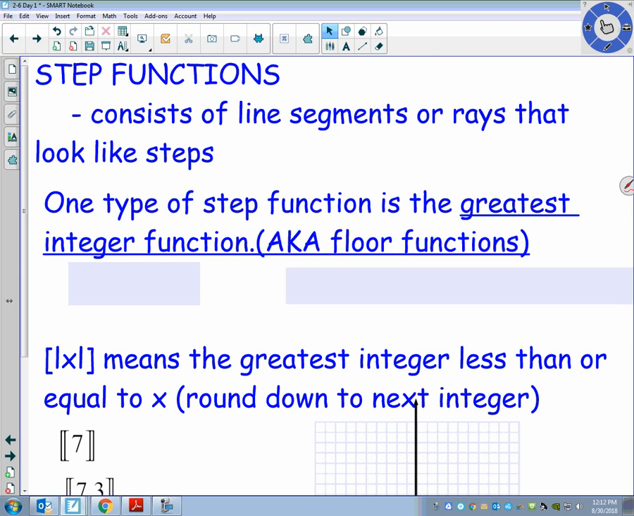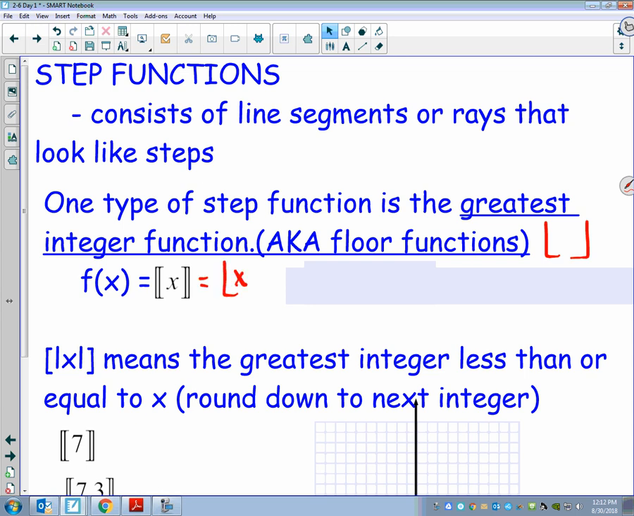And so I call those also floor functions, because it rounds down, okay? So one way that you can write it is like this, because it has a floor on the bottom. But your book uses this double bar instead of this. So you just kind of need to know that that's the same as if you wrote it like this, okay? So there are a couple of ways to do it.